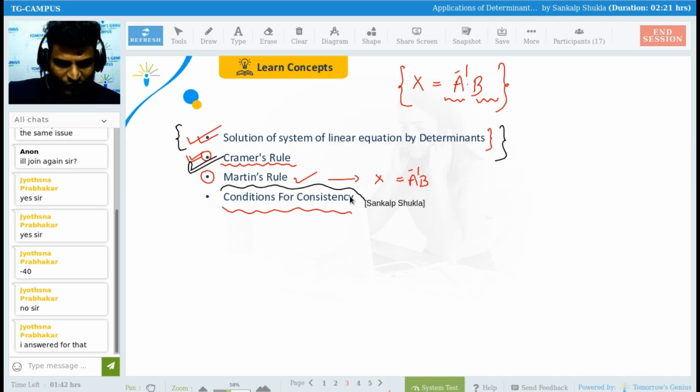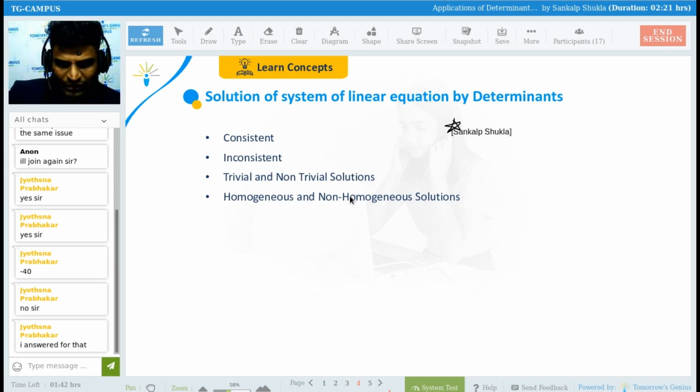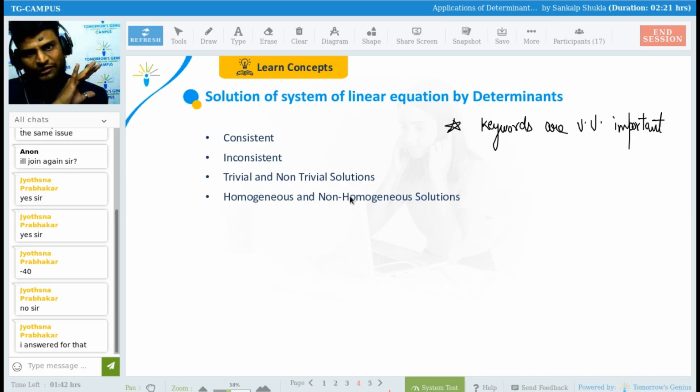Now we'll be discussing the conditions for consistency. First of all, what do you mean by a consistent system? What do you mean by an inconsistent system? I'll tell you, keywords are very, very important. Why are they important? Because these are used by the questions. The questions will have these kinds of keywords. If you don't know the meaning of those keywords, you are not able to do a single thing in the question.